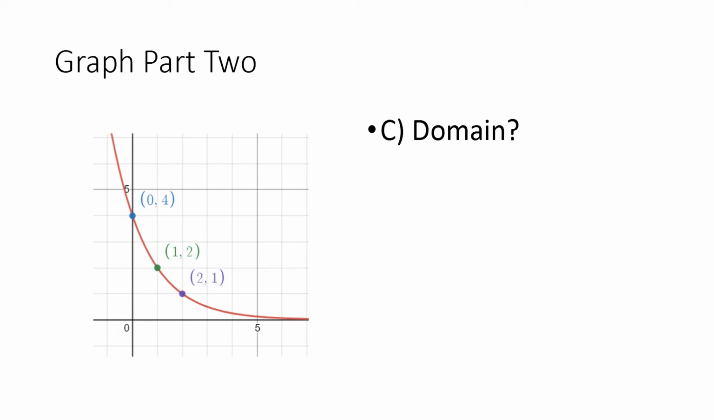Okay, it appears that this graph will continue off the page to the left and off the page to the right. For that reason, I say my domain here is all real numbers. Okay, again, a little bit different because you have to think all possible x values, which goes along this horizontal axis, and it does appear to continue forever.